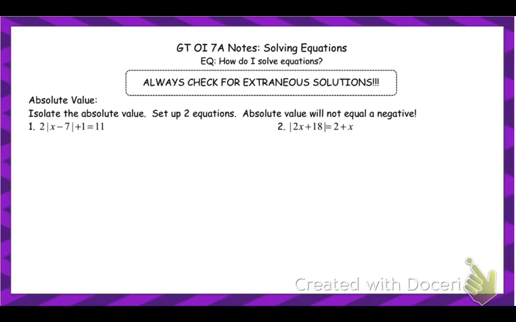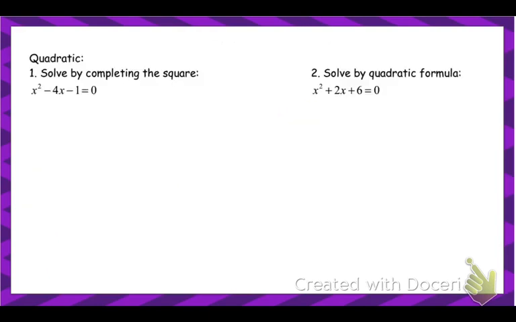All right, so let's move on. So after absolute value, we did quadratics. With quadratics, you had a lot of different methods for solving. Completing the square is one of them.